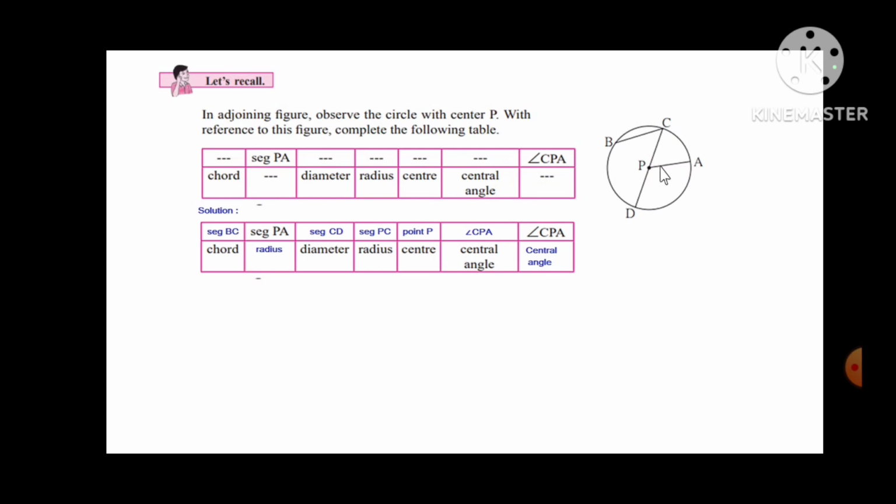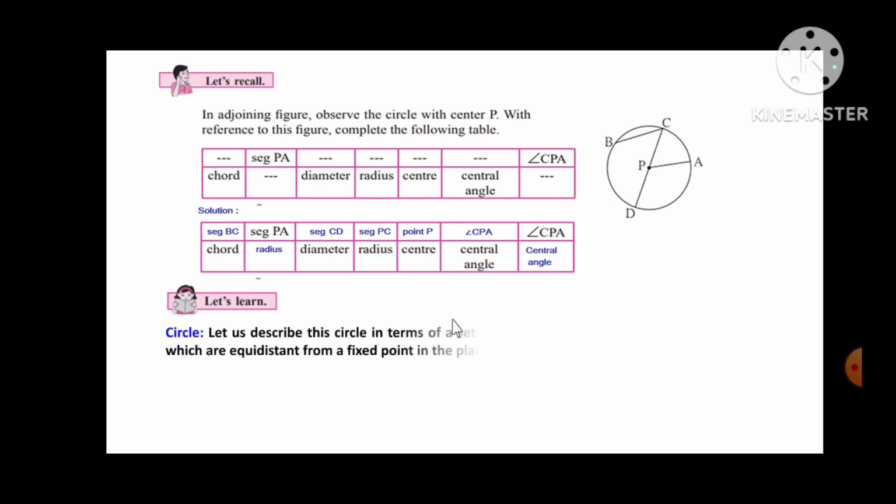What is the central angle? You can write the central angle as angle APC, angle APD, or angle CPA. What is this angle CPA? It is the central angle only. These are things we must know as a base for studying the content of this topic. So we have to learn the circle.